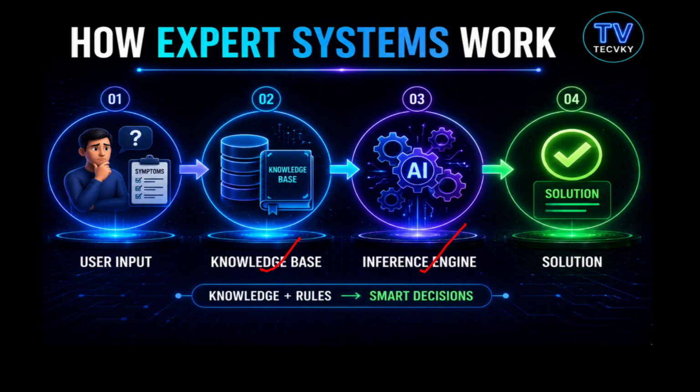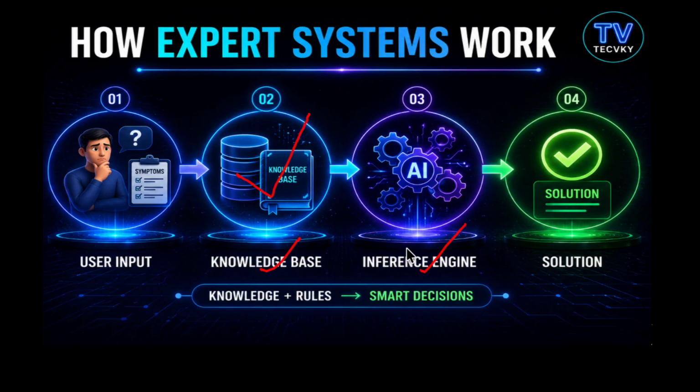The quality of an expert system largely depends on the quality and accuracy of its knowledge base. So the knowledge base is very important in an expert system. If the stored knowledge base is incomplete or incorrect, the recommendations may also be inaccurate. The second component is the inference engine.